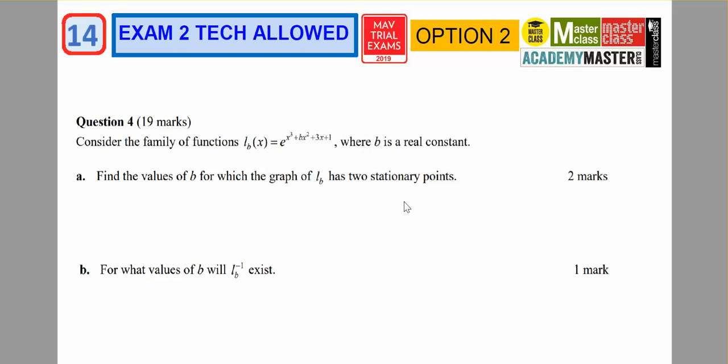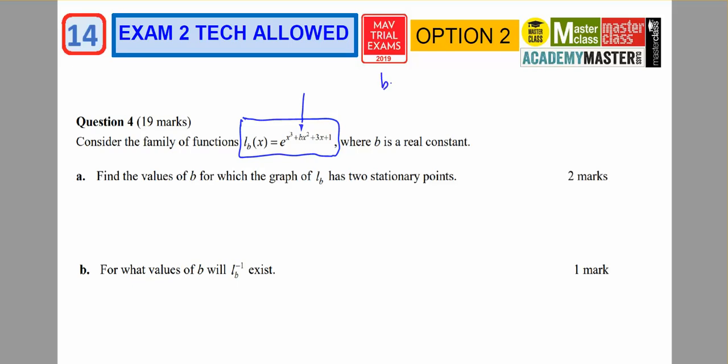This is for your 12 methods that comes out of the master class exam prep. It's question number 14, which is the second of the long answer questions. Okay, so we're considering a family of curves. This exponential where I have a polynomial up here, and I've got a b there.